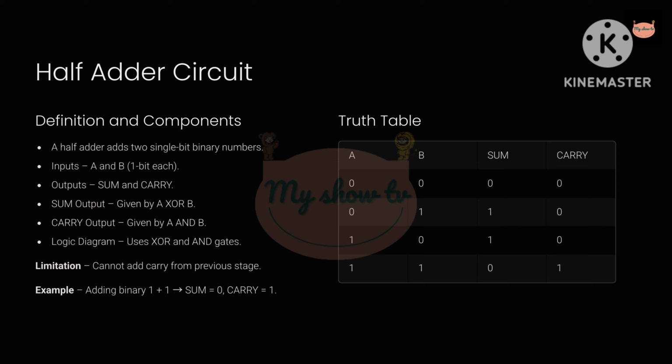For example, if we add A equals 1 and B equals 1, XOR gives sum equals 0, and AND gives carry equals 1. So the result is binary 10, carry equals 1, sum equals 0. Limitation: it cannot add carry from a previous digit. That's why it's not enough for multibit operations.